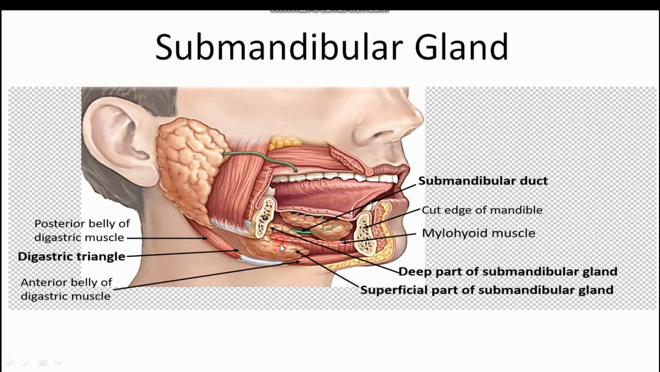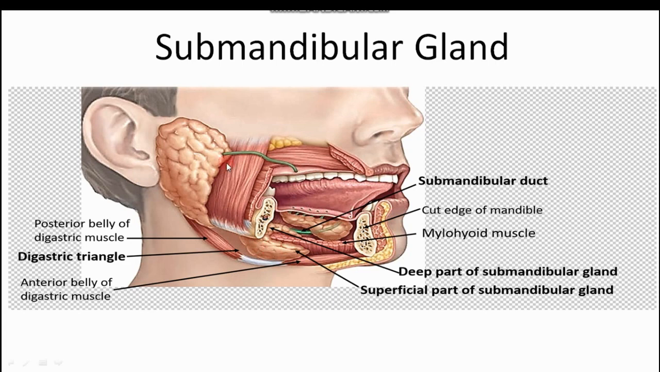This gland has two parts, one superficial and the other deep, with the mylohyoid muscle between them. This is the posterior end of the mylohyoid, so the mylohyoid is present between the deep part and the superficial part. The superficial part has two ends, the anterior end and the posterior end, and it has three surfaces.